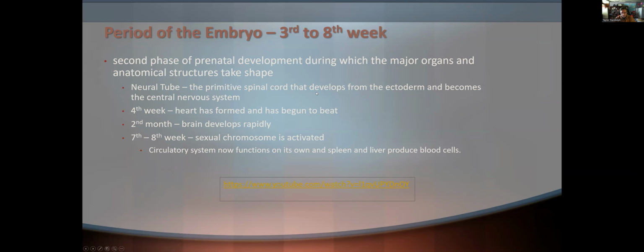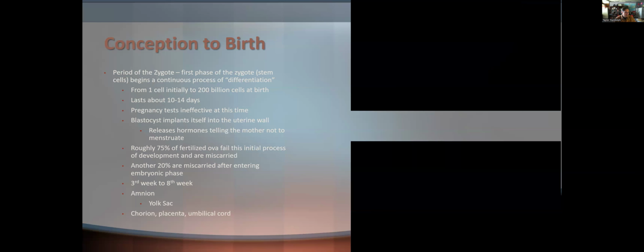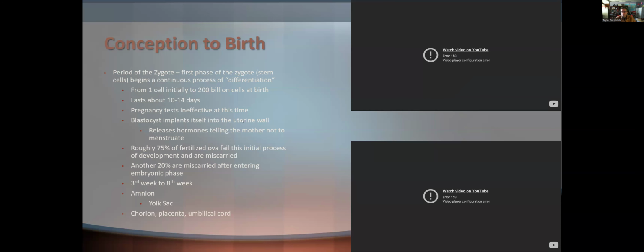Sorry, I'm trying to go back. This thing does not want to. There we go. I wanted to have the blastocyst. I had some videos, and for some reason they're not playing. I hope they play for you if you can get them to play, because they show this first process.